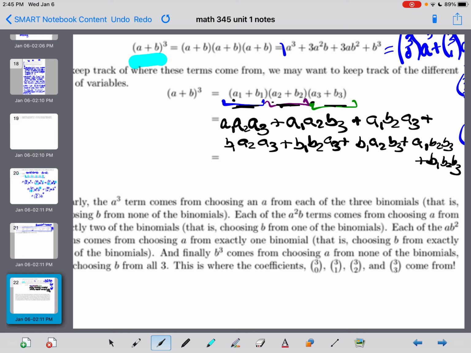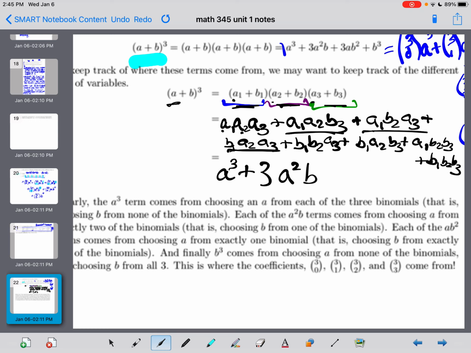Now I've distinguished them up here just so that we can see where this is coming from, but really all these a's are the same. Each of these a's is equal to a. So in the end, you end up with a1, a2, a3, that's your a cubed. Now how many copies of a squared b do you have? You get one here, and one here. Well, you get 3 copies of a squared b.